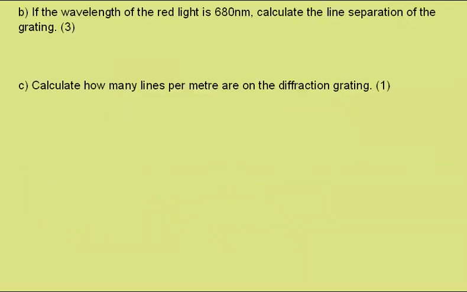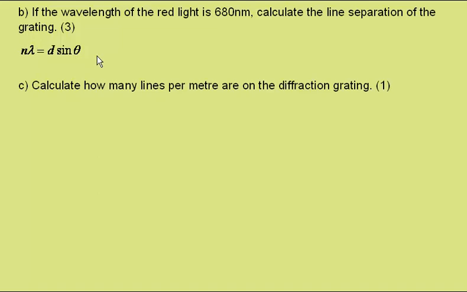Part B. If the wavelength of the red light is 680 nanometers, calculate the line separation of the grating for 3 marks. Well, from the datasheet we get that n lambda equals d sine theta, n being the order, 1, 2 or 3 in this case, lambda the wavelength of the light, d the line separation in the diffraction grating, and theta the angle of diffraction.